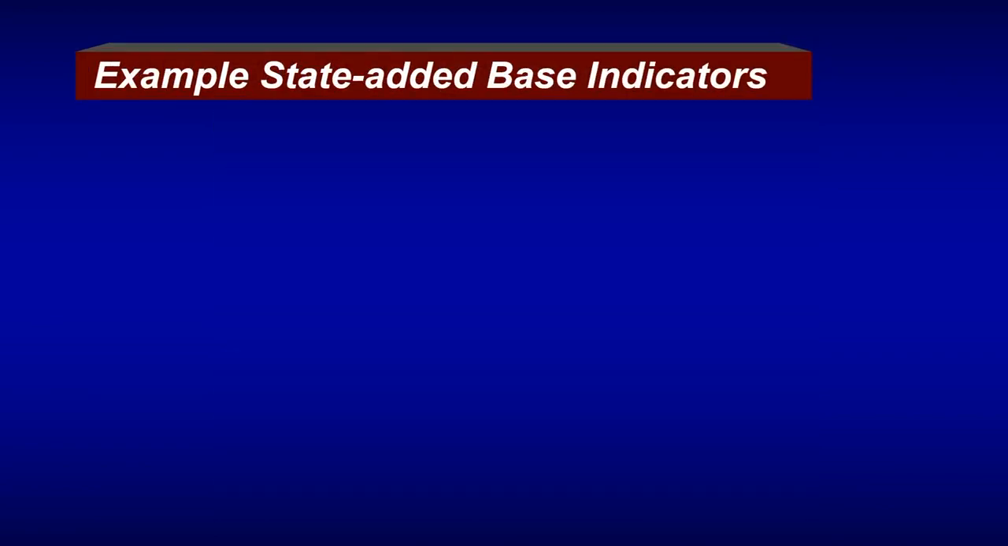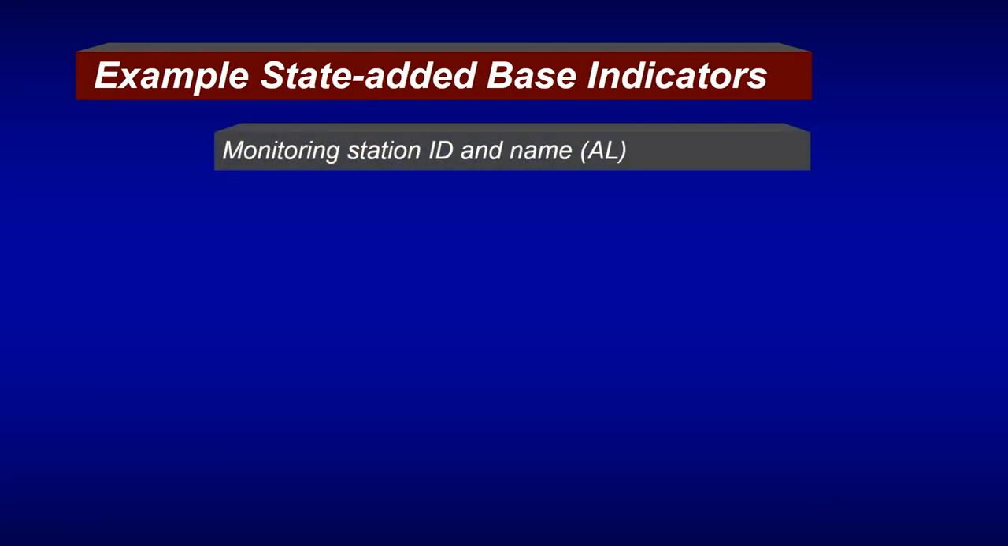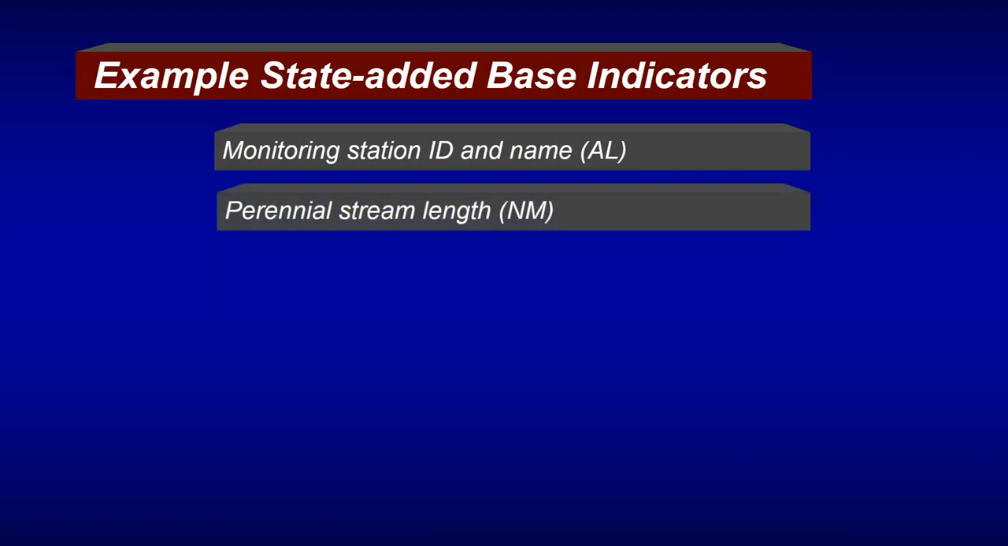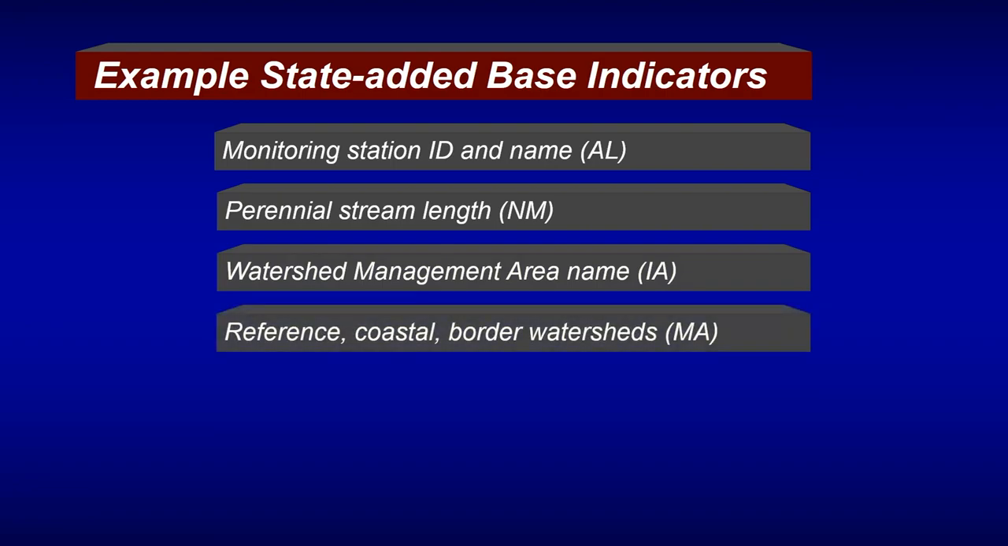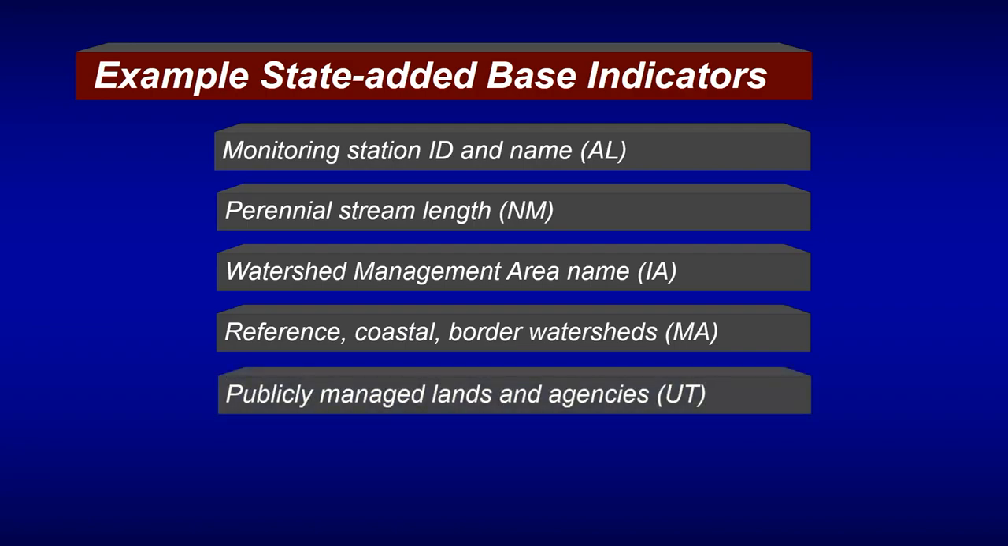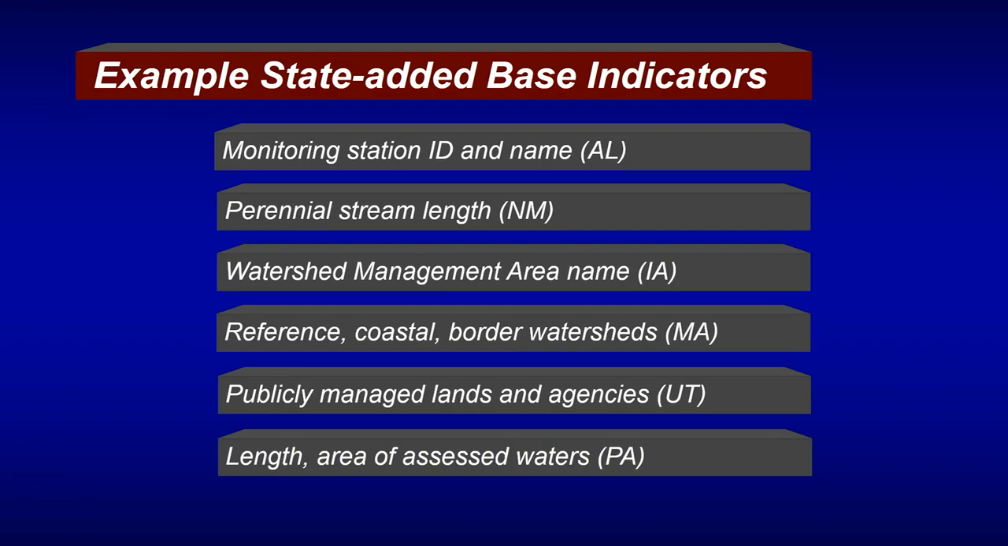Beyond the standard base indicators, many others from state data have been added in special projects. Some relate HUCs to state monitoring stations. Perennial stream length is a trait of special interest for prioritizing in arid regions. States with organized watershed management programs relate them to their HUCs. Others have flagged certain HUCs as coastal, interstate, or international, or as reference condition watersheds. The proportion of publicly managed lands per HUC and the proportion of waters assessed are other traits added to the RPS tool's base indicators by state users.